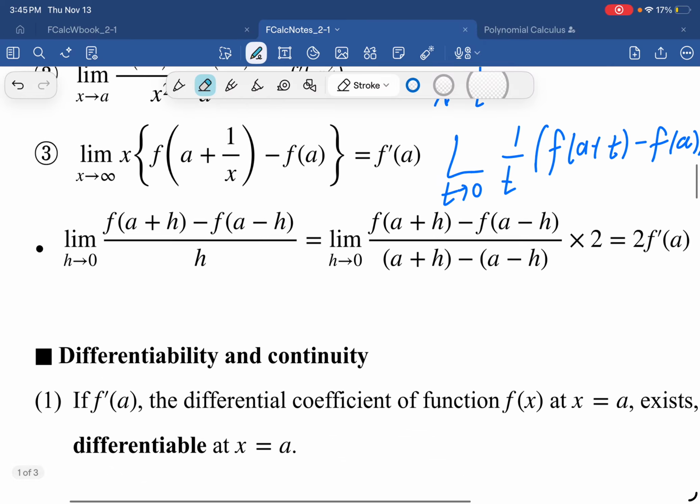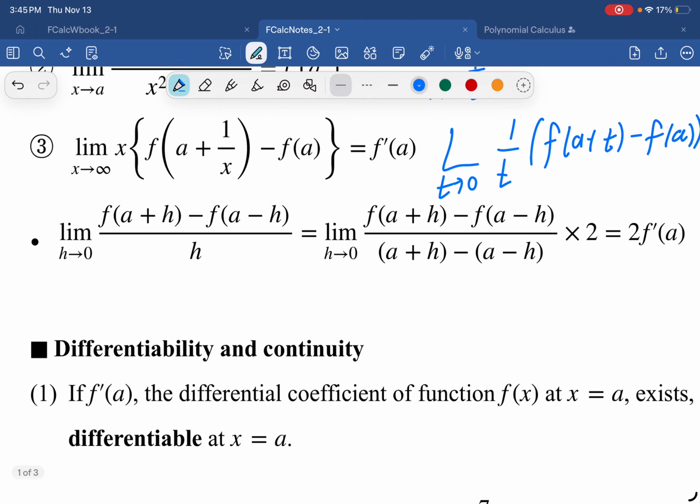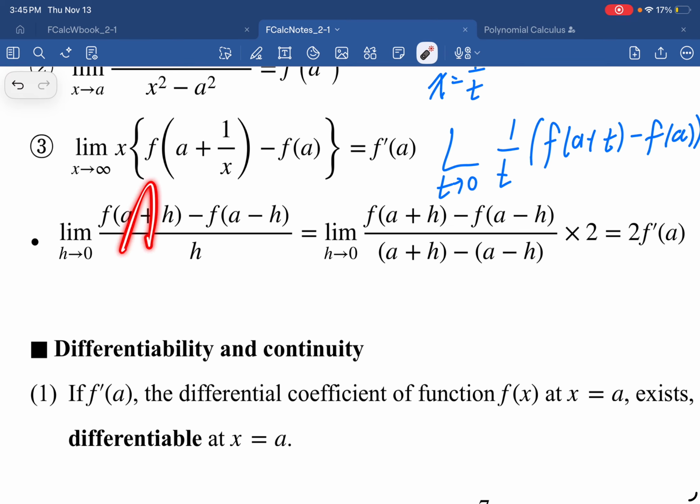And then the last one, we have a plus h, a minus h. Although it looks a little bit different and a little bit complicated, it's the same principle. If this is capital A and capital B, then the denominator has to match capital A minus capital B for this to be an average rate of change. So a plus h minus a minus h is 2h, right? So we're supposed to have 2h, but we only have 1h. So we're going to put a 2 here and then multiply it by 2 as shown here. So this is just going to be 2 times f prime of a.